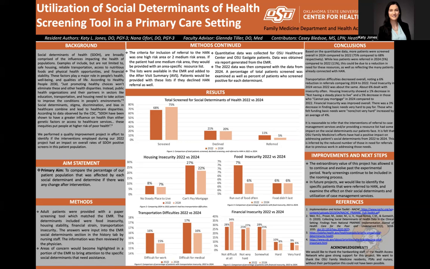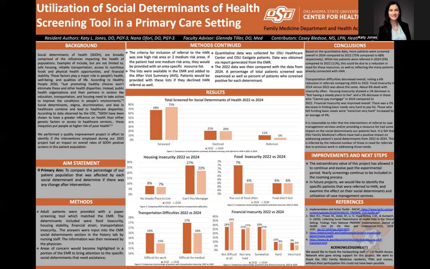According to Healthy People 2030, just promoting healthy choices won't eliminate these and other health disparities. Instead, public health organizations, like us as their PCP, need to be more involved to take these into consideration. According to data observed by the CDC, social determinants of health have been shown to have a greater influence on health than either genetic factors or access to healthcare services, which in turn put people at a higher risk for poor health.